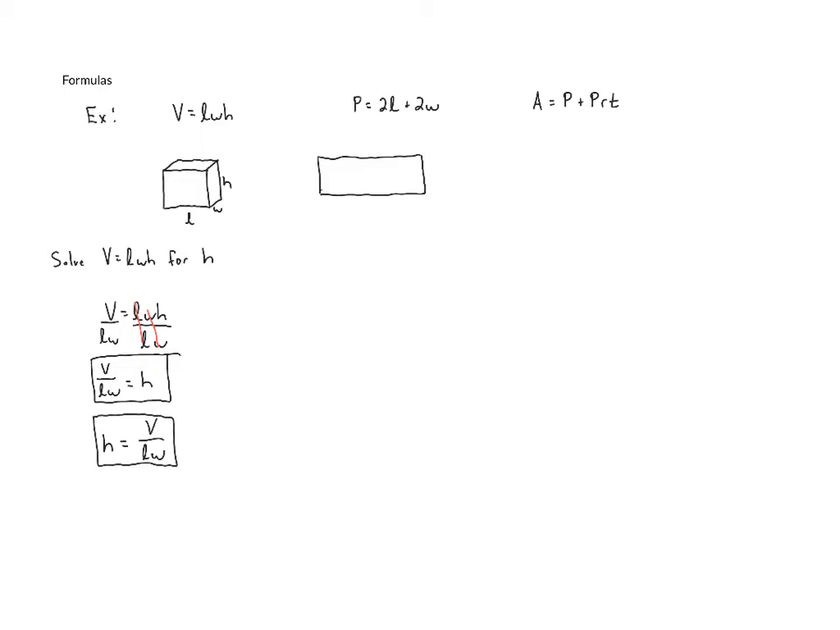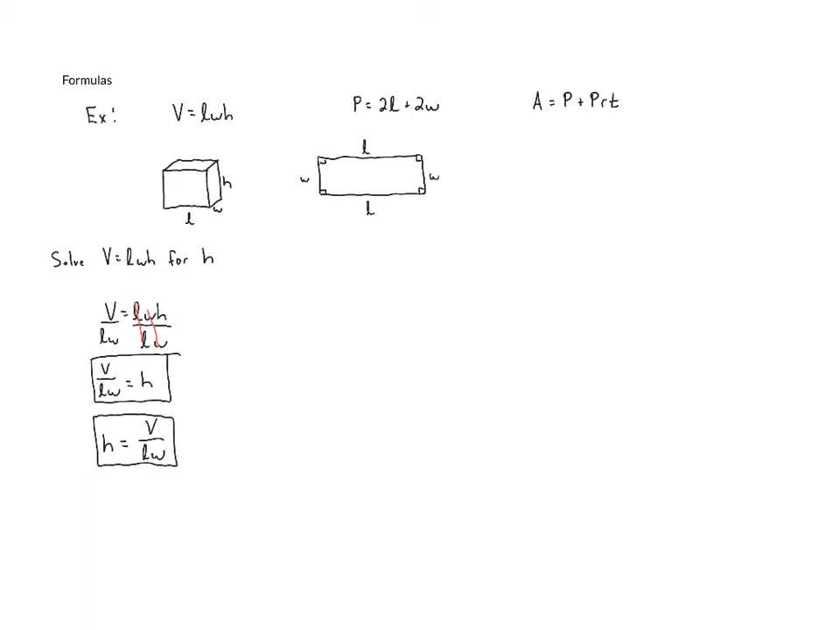A rectangle is a four-sided figure that has 4 right angles, or 90-degree angles. And when we have a rectangle, if we call the sides the length and the width, we know that the opposite sides are equal to each other in length, or congruent. So if this has length L, then the top one also has length L. If this is width W, the other one's width W.